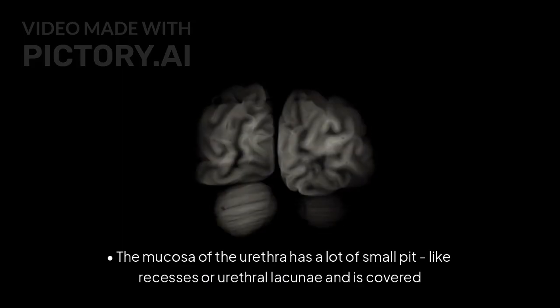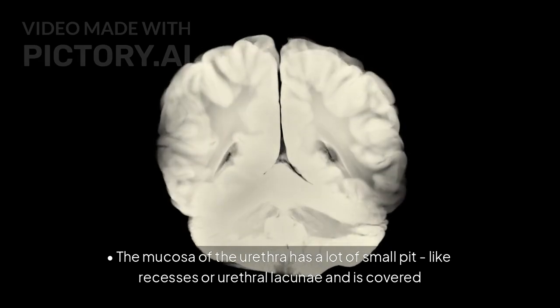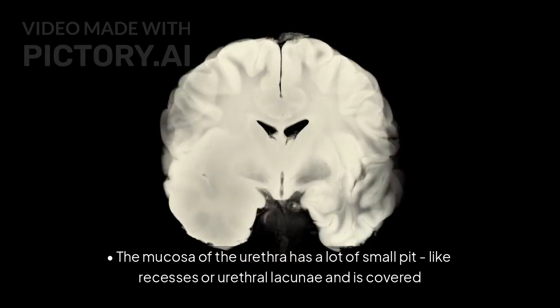The mucosa of the urethra has a lot of small pit-like recesses, or urethral lacunae, and is covered with epithelium.